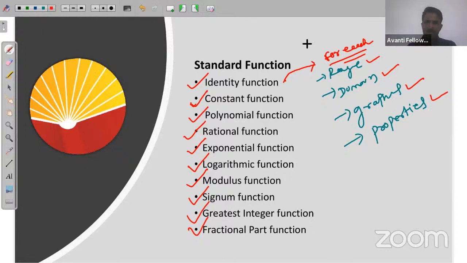So we have 5 minutes more. Let's finish the two basic functions, that is identity function and constant function.